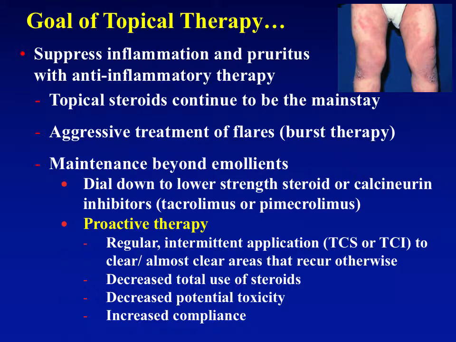But this is the concept of getting them under control and then continuing to use the topical medication on a regular basis in areas that are now clear or almost clear but recurrently flare. And this could be a medium-strength topical steroid. This could be a topical calcineurin inhibitor. But nevertheless, it's a concept that has shown overall a decreased total use of steroid, a decrease in potential toxicity.